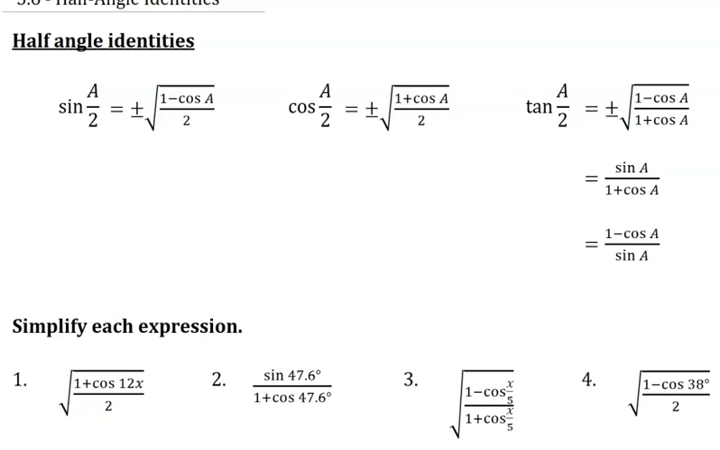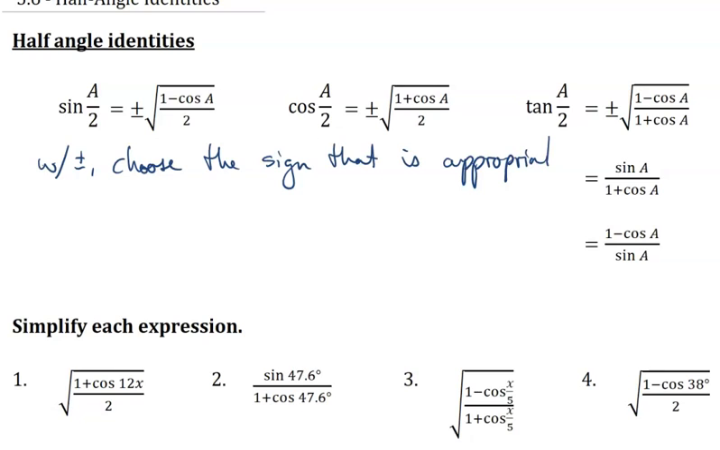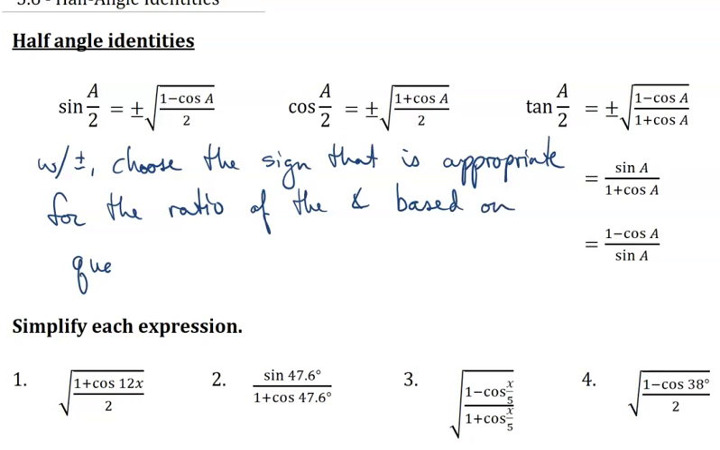With the plus or minus, and I mentioned this in the last video, we choose the sign, S-I-G-N, that is appropriate for the ratio of the angle based on the quadrant. So if our angle is in quadrant 2, sine is going to be positive, cosine is going to be negative, tangent is going to be negative, and then same thing for the reciprocals. So that's what we pay attention to.